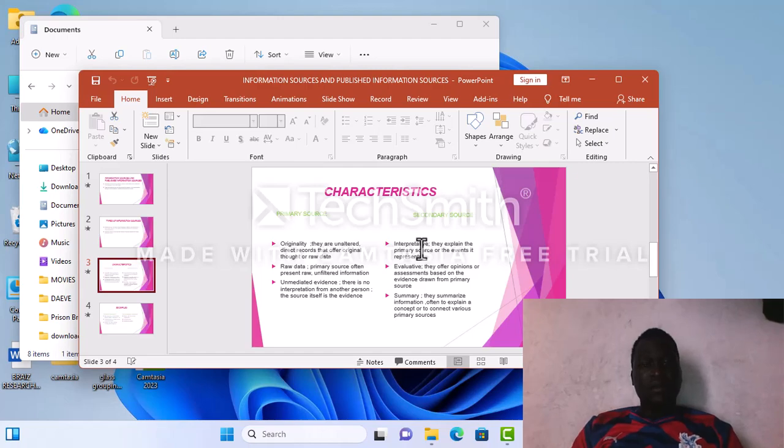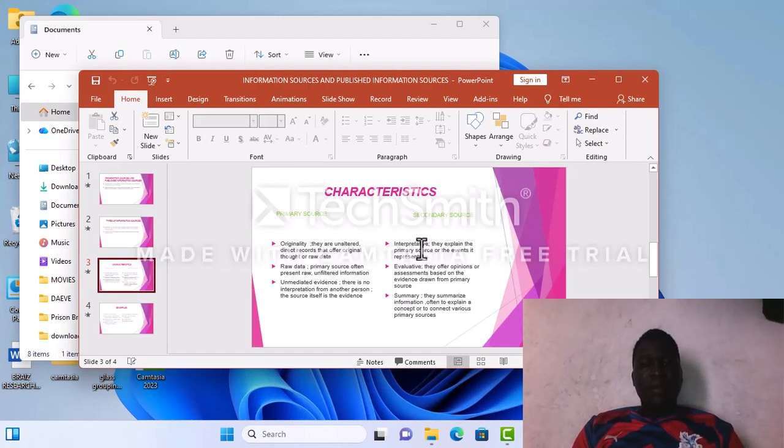Now, characteristics of secondary sources. We have interpretative: they explain the primary source. Since they are got from the primary source, they explain what the primary source is, the event, and what it represents. They have been analyzed, summarized, and interpreted. Then evaluative: they offer opinions or assessments based on the evidence given from the primary sources.